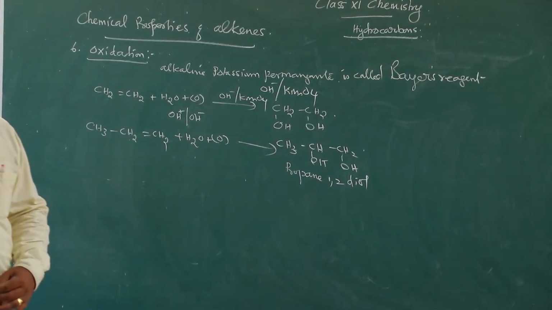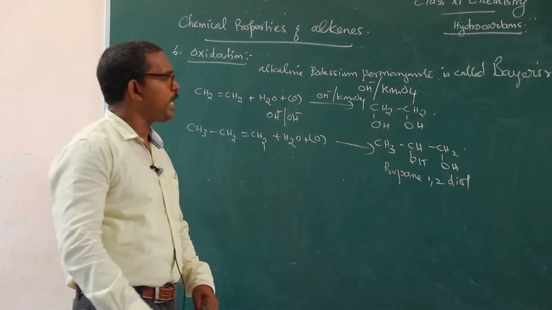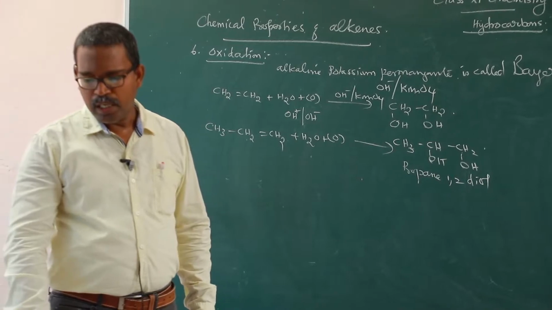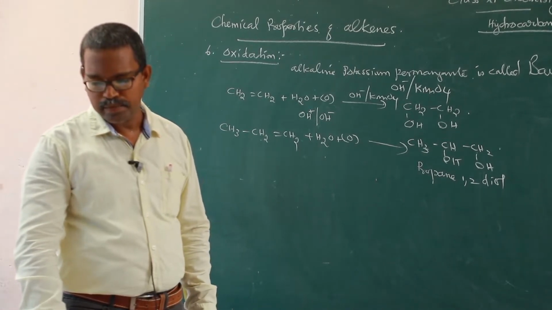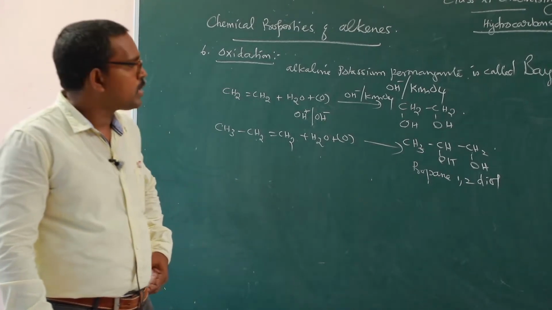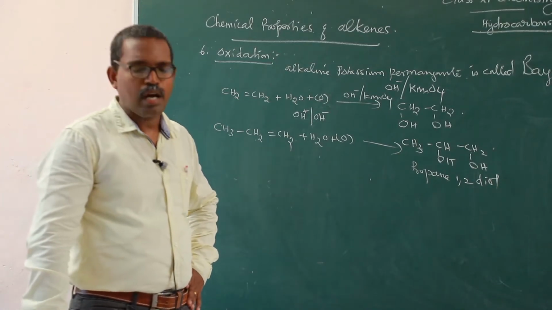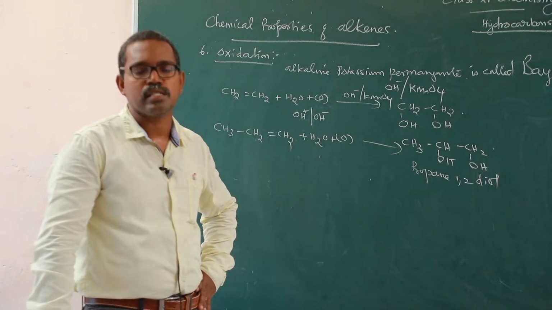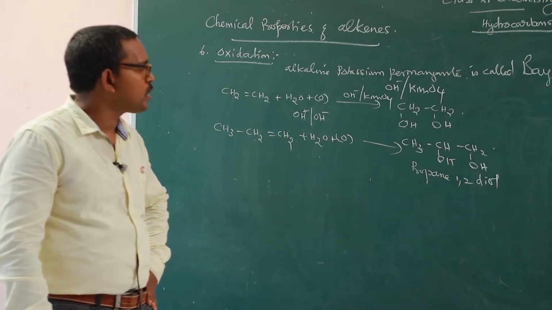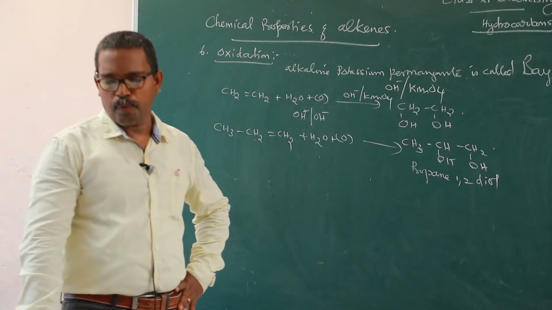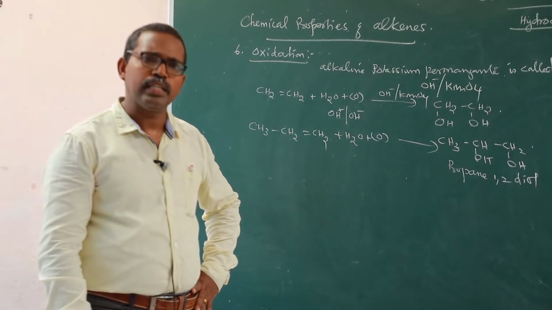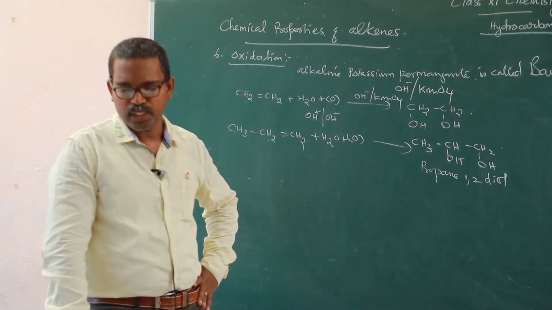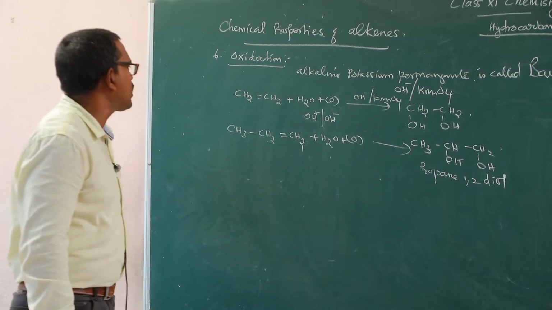Now normal oxidation. Acidic potassium permanganate or acidic potassium dichromate, and this oxidation reaction can take place. It gives ketone or carboxylic acid as the product. Suppose we are taking 2-methylpropene. 2-methylpropene on oxidation with acidic potassium permanganate or acidic potassium dichromate gives propanone as the product.